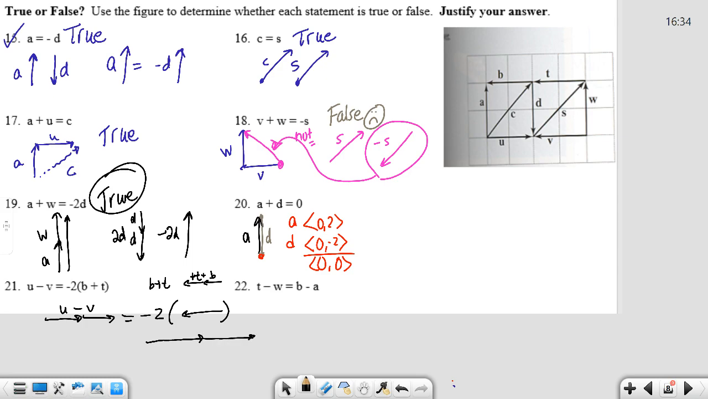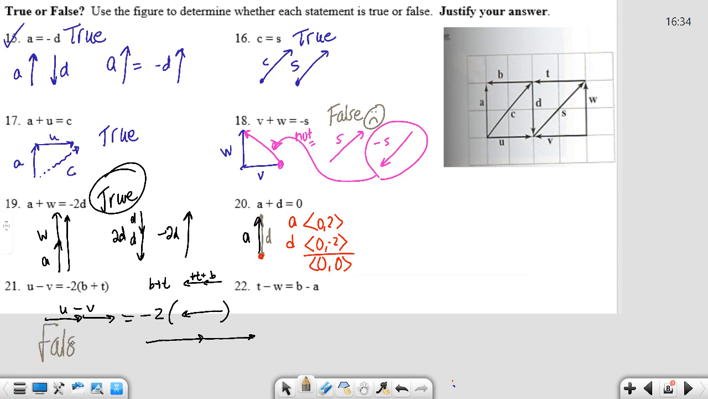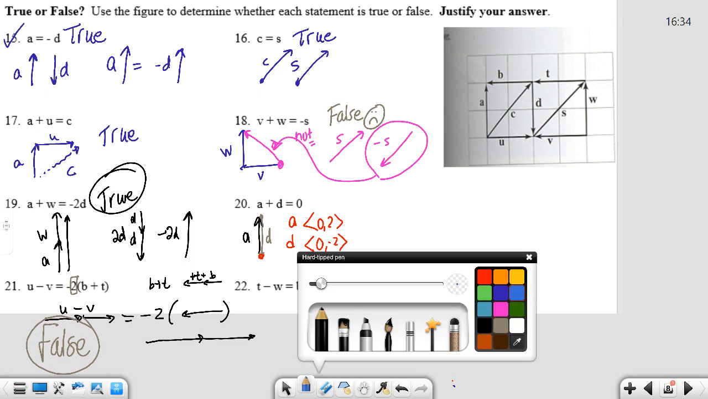Okay, so these guys are not true. This one is also false because of the scalar. If it was just a negative b plus t, then it would be true. But that scalar of 2 makes it twice as long, and it doesn't work.